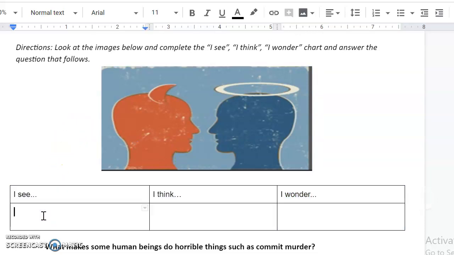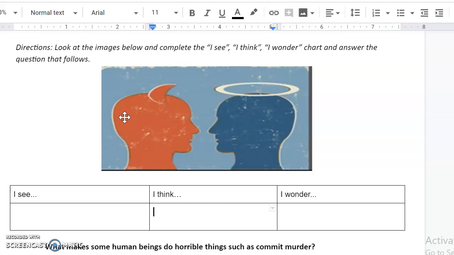So, I don't know about you, but I see a red guy with horns, and I see a blue guy looking at him with a halo. So I would put something like that here. I think. What do I think? I think maybe this might be a devil. I think maybe this might be an angel. They might represent something too. Based on those articles, what do you think they might represent?